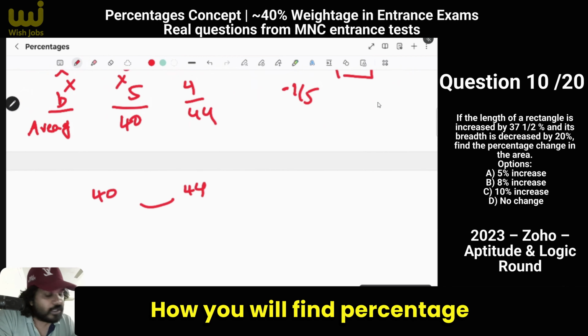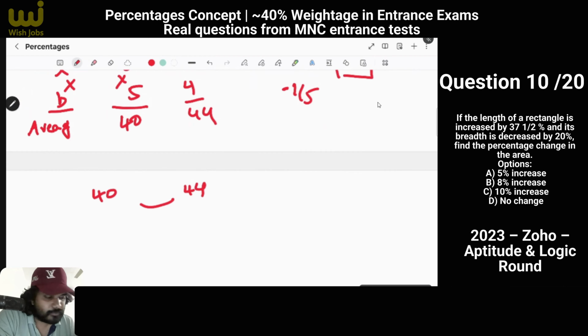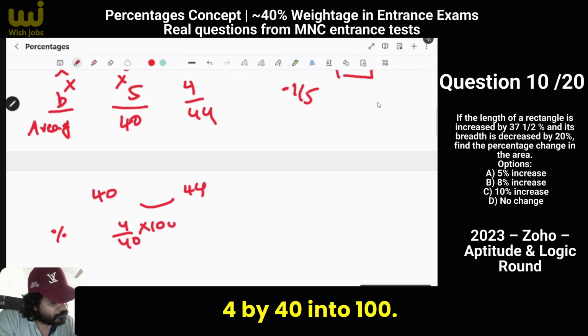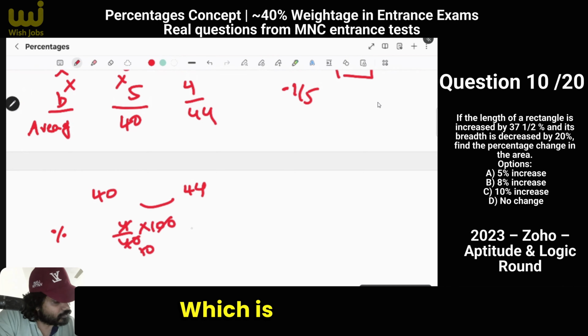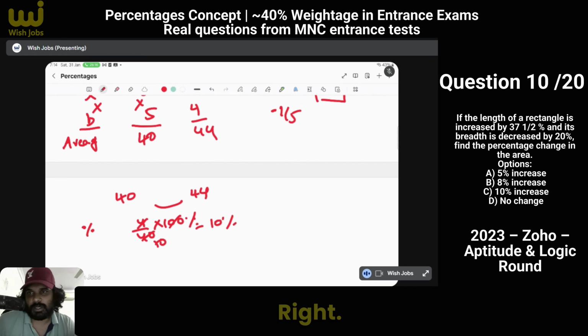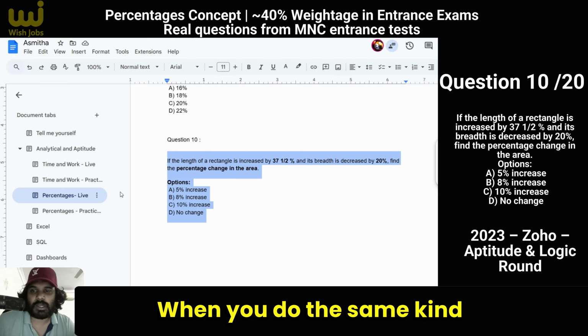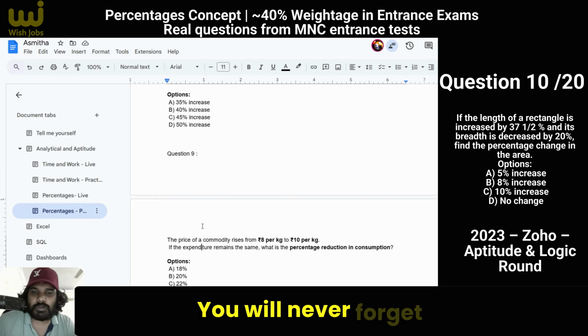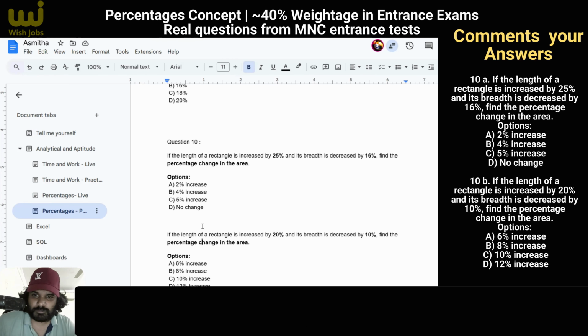Now 40 became 44. How will you find the percentage difference here? It's 4 by 40 into 100. Excellent, which is 10 percentage. Clear? Again, we'll do a couple of sums. Whenever we do one sum, you will not remember. When you do the same kind of problem two more times, you will never forget these kinds of problems. I'm pasting both the problems here.